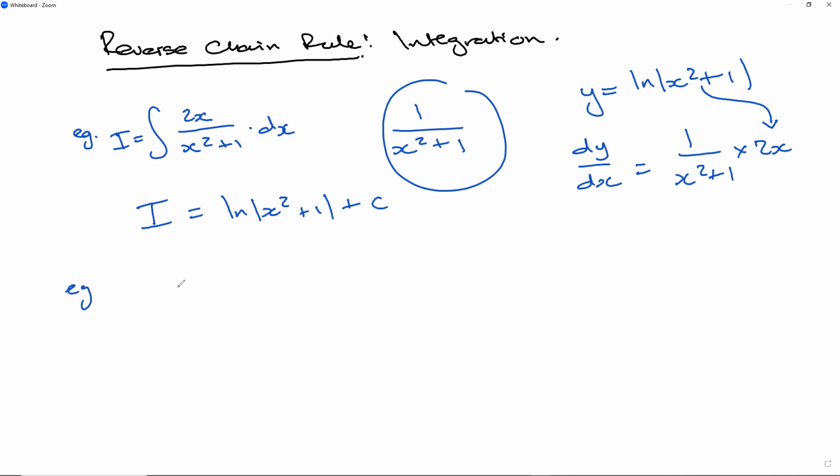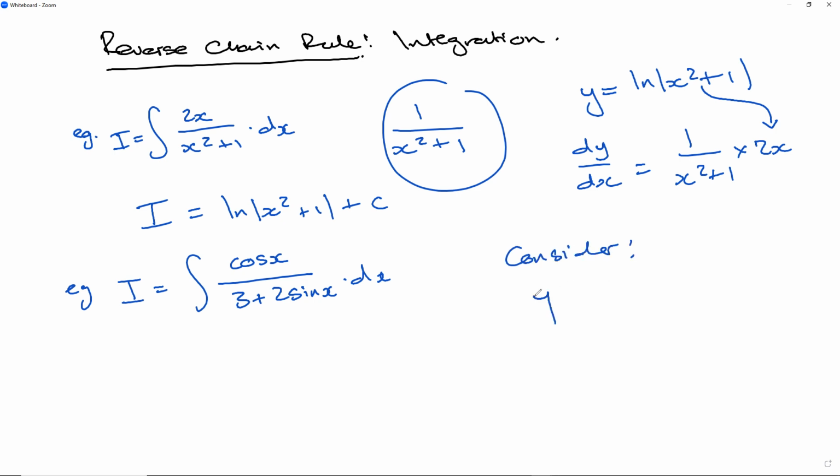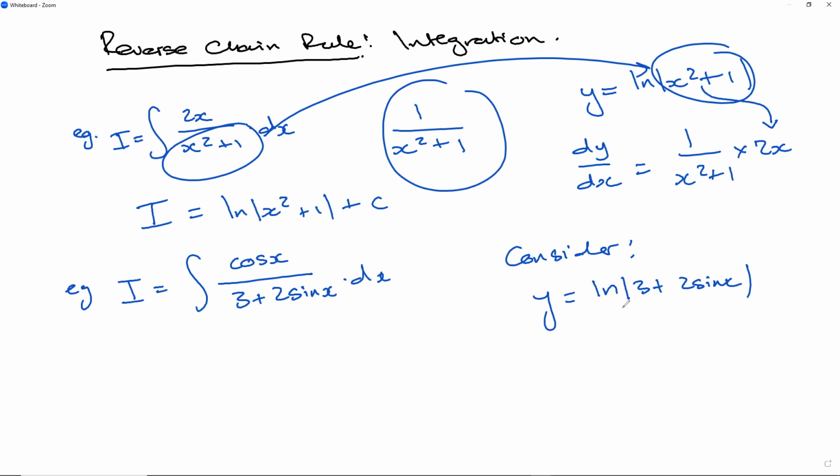Example number 2. I want to integrate trigonometric functions. Okay, this time let's say I is equal to the integral of cos x over 3 plus 2 sine x dx. All right, consider the following. So firstly, we're going to consider y equals ln of the absolute value of the denominator, just like we did for this. We put the denominator into a log, and we derived it. So let's do the same thing.